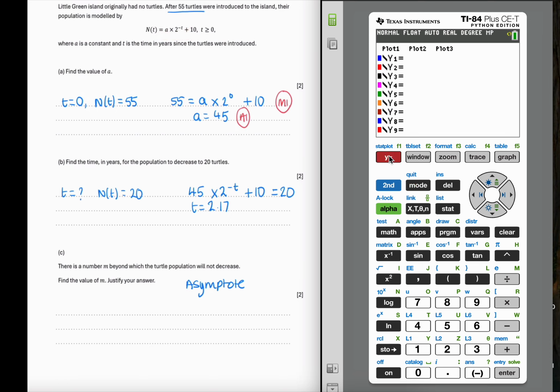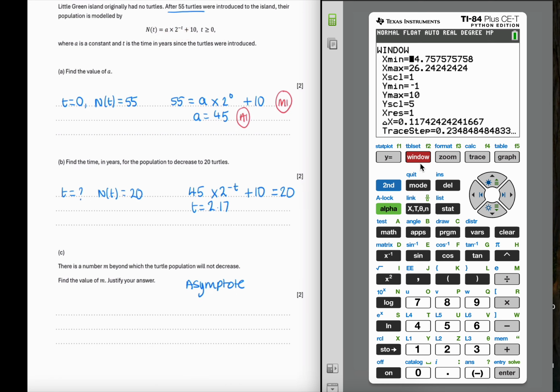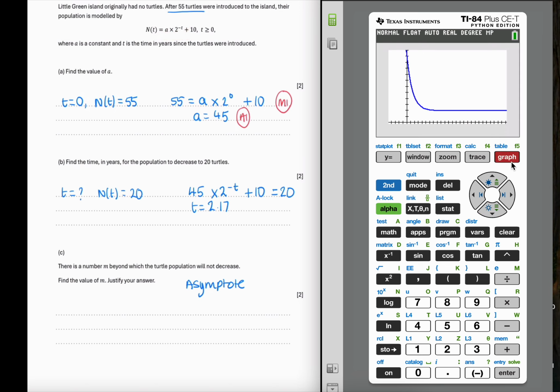So if we now graph our function, which we can on our calculator, so 45 times 2 to the power of negative, now instead of t, I'm going to write x, plus 10. And if I graph my function, I need to change my values. So let's graph it up to, what was the starting population? 55. So let's go up to 60. And we can see this population. So essentially it's saying, what is this asymptote here that it's tending towards?